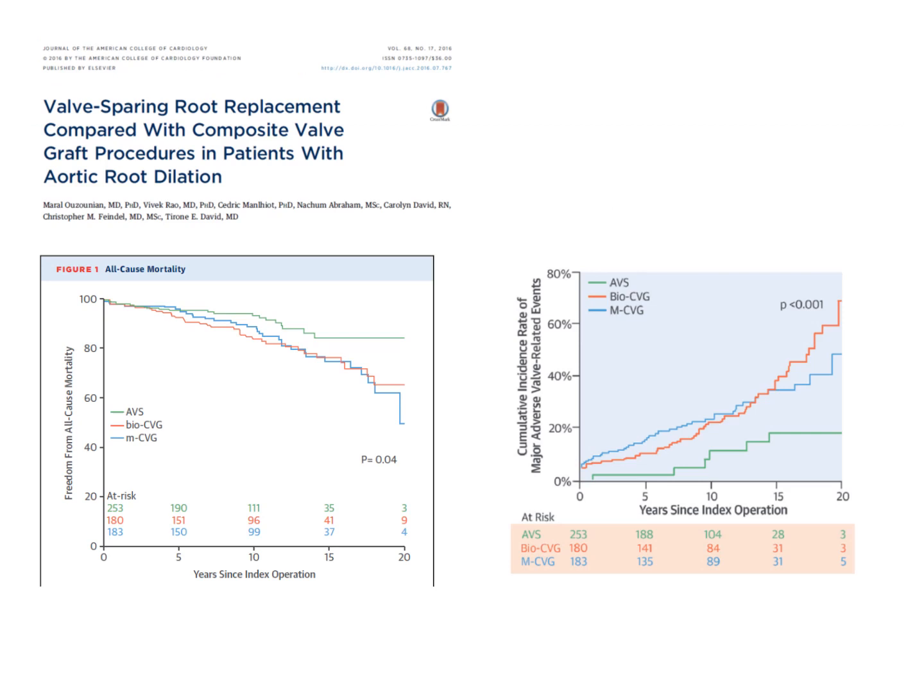Data from the Toronto group show that valve-sparing root replacement has better long-term outcomes compared with valve prosthetic or mechanical Bentall. So the green line is the valve-sparing root replacement, and you can see that the all-cause mortality over time is less than the blue and the red line, which is for mechanical and bio-Bentall. On the right-hand side, you can see the cumulative incident rate of major adverse valve-related events, and that is also less for the green line, which represents valve-sparing root replacement, than it is for bioprosthetic or mechanical Bentall.